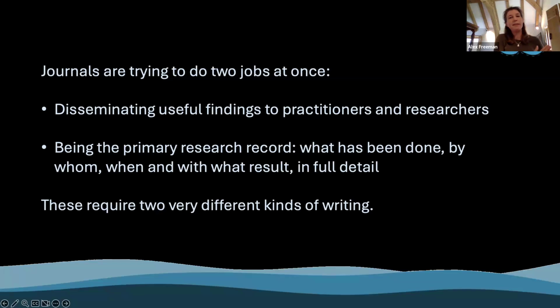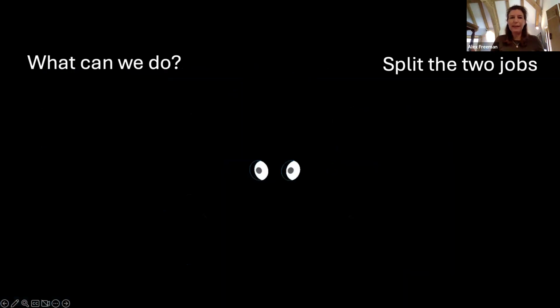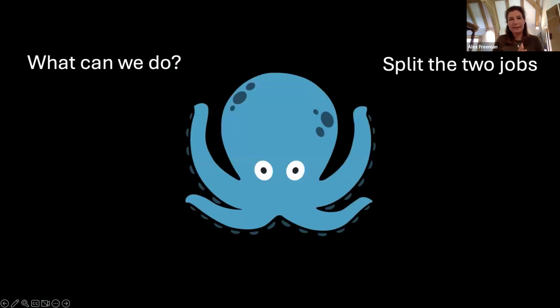And it's not surprising that journals don't really want to serve this very small audience of people who do want to have all the data and all the code and all the methods. It's a bit of a thankless task without much of an audience, really. But the audience for it is other researchers, and it's really important that they have it. So I think the answer to this problem is to split these two jobs. And that's what Octopus is designed to do.